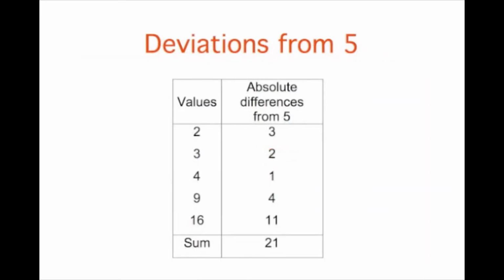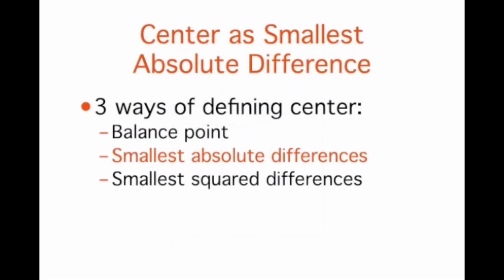Likewise, the sum of the absolute differences from 5 equals 3 plus 2 plus 1 plus 4 plus 11, which equals 21. So the sum of the absolute differences from 5 is smaller than the sum of the absolute differences from 10. In this sense, 5 is closer overall to the other numbers than is 10. We are now in position to define a second way of measuring central tendency, this time in terms of absolute differences. Specifically, according to our second definition, the center of a distribution is the number for which the sum of the absolute differences is smallest.